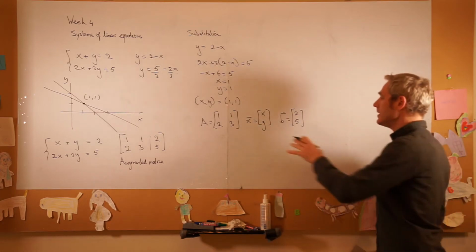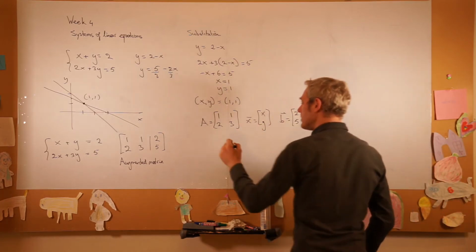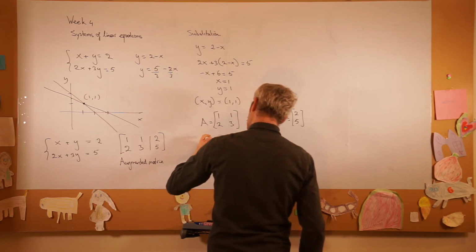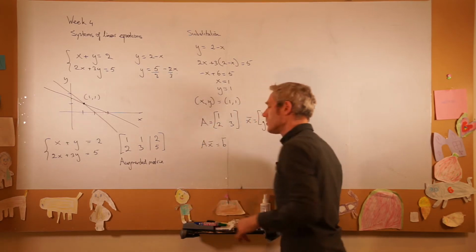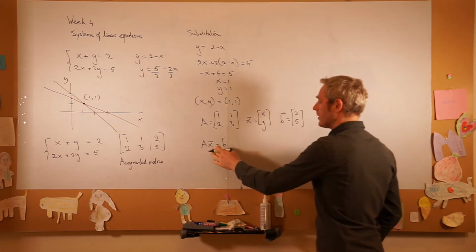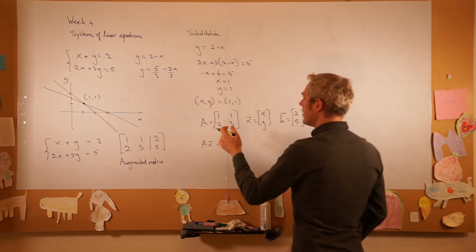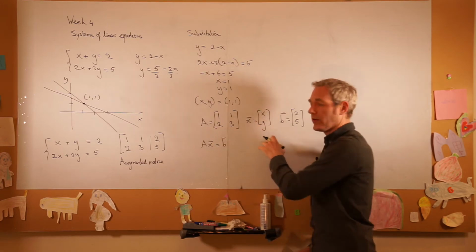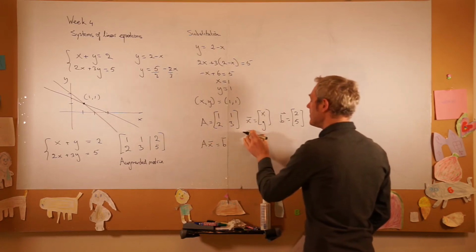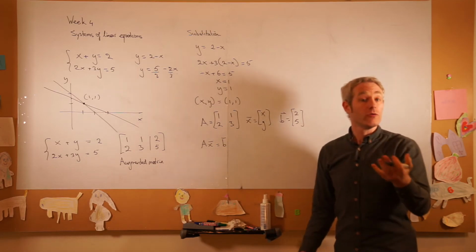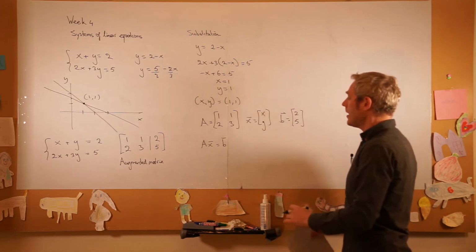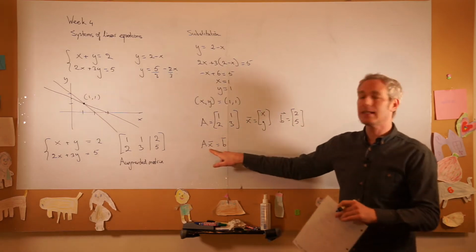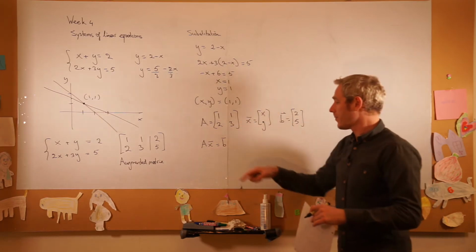Now these two vectors and this matrix can be used to write out A times x is equal to b. So a matrix times a vector is equal to another vector. Well, we know that because A is a 2 by 2 matrix and x is a 2 by 1 vector, if we multiply A by x, we get a 2 by 1 vector. But instead of having a known vector, this x is now equal to the unknown.